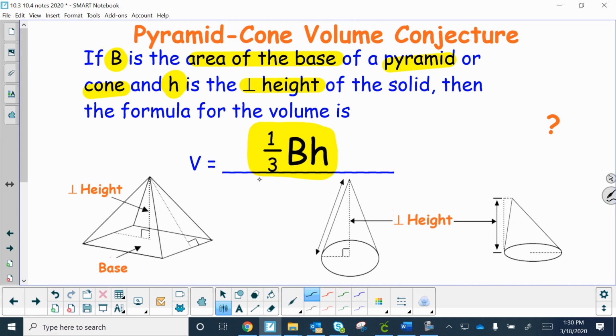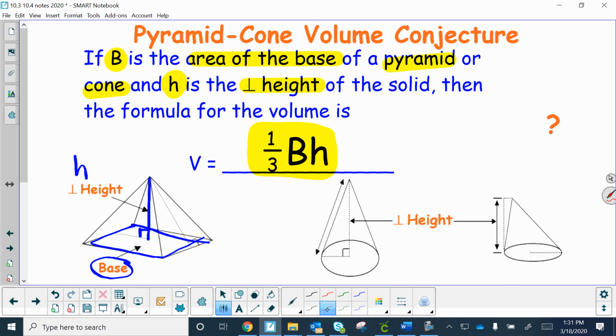Let's point it out on some of these figures right here. What I just highlighted in blue, you see, is the perpendicular height. So that's going to be referred to as the H in the formula. And then this is our base. Okay, so it could be any polygon. In this case, it could be a rectangle or maybe even a square. But it could be a hexagon, a triangle, it could be anything.